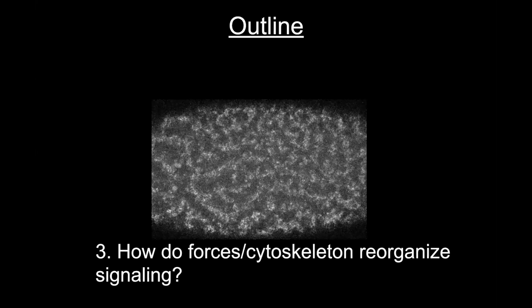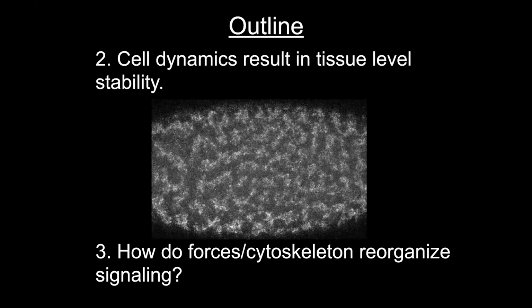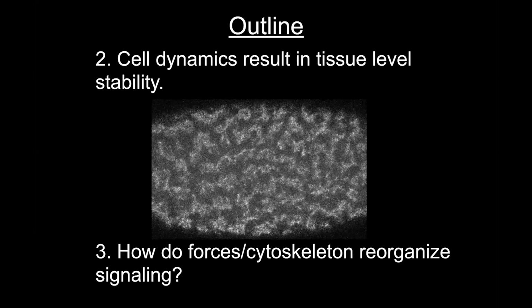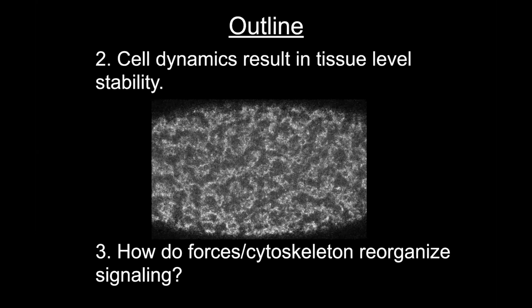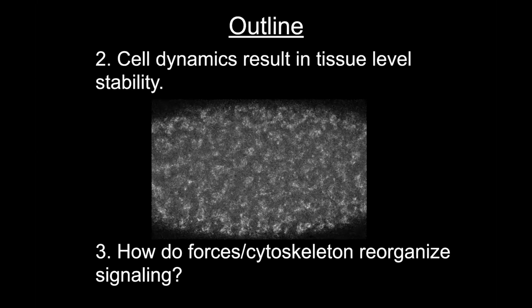All right, so in this case, the cell dynamics results in a kind of tissue level stability. Now I'm going to tell you about a more undeveloped story, but it has crazy movies, so I decided to show it and see if anyone has ideas about it. That is, how do the forces and the activation of these cytoskeletal structures actually affect the signaling?